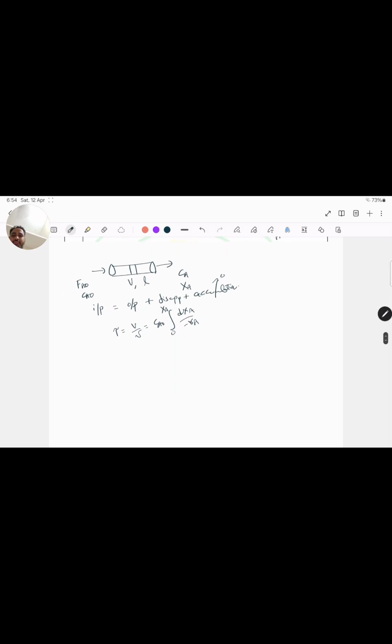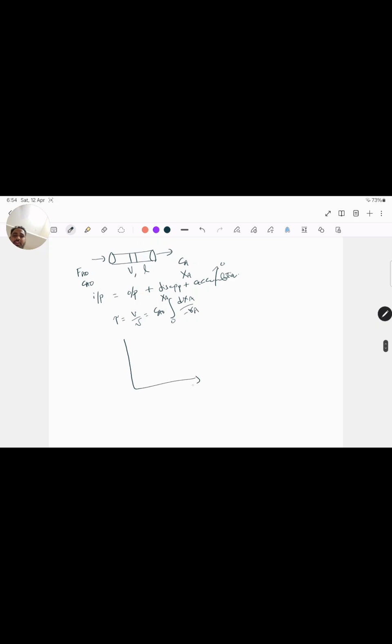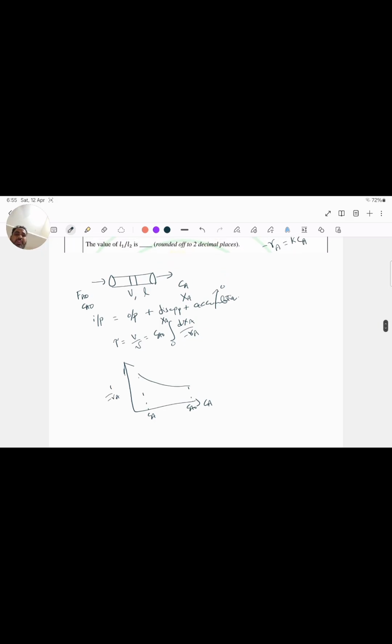So if we draw the curve of how the rate of reaction varies along the length of the reactor, that is when you draw Ca versus 1 by minus Ra, you will get a graph in a PFR. The rate of reaction will vary like this. So along the concentration Ca to Ca0, if you find the area under the curve, that will give you the volume of the reactor. So this is how we usually follow in solving a PFR.